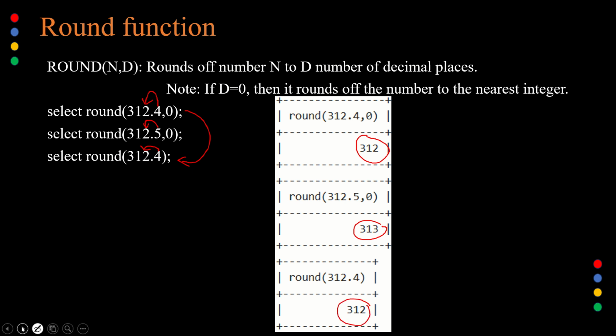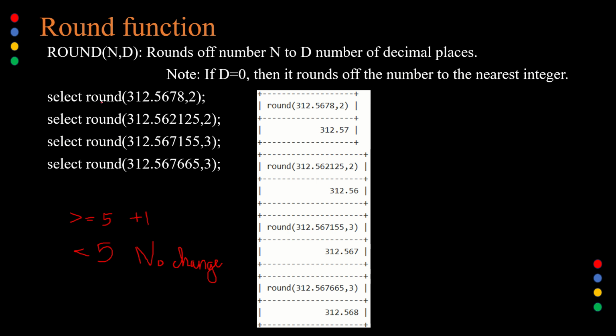Moving on to the next slide. Next question is select round 312.5678 comma 2. So we have to preserve two decimal places. What you have to do is check the digit nearest to it, whether it is greater than or less than 5. Since 7 is greater than 5, we'll be adding 1 to the nearest integer. So 56 becomes 57. So the answer would be 312.57.